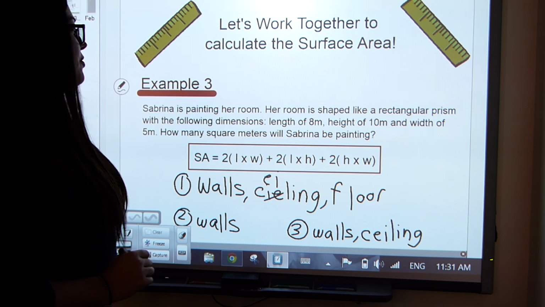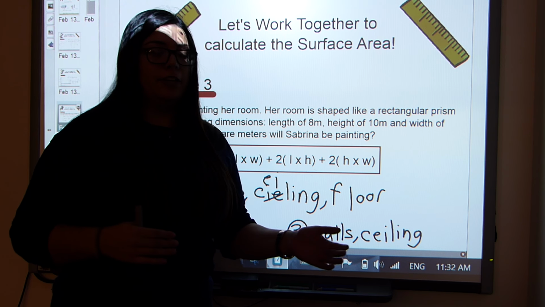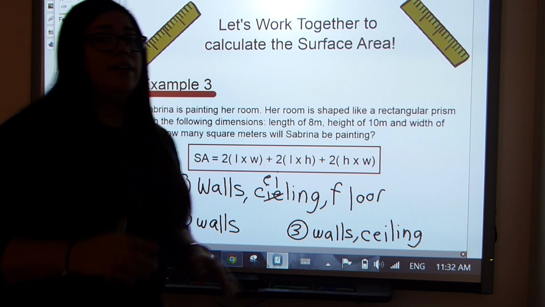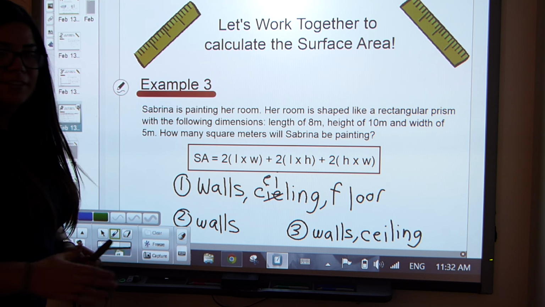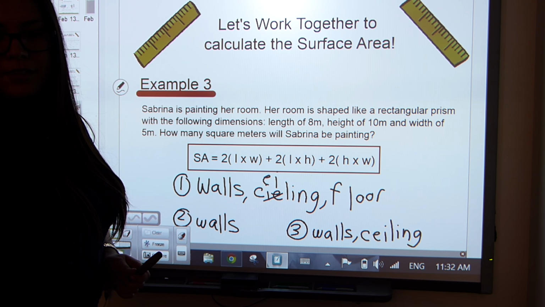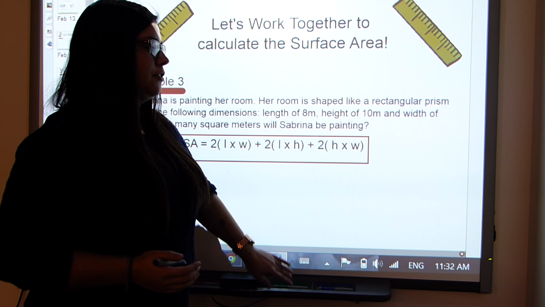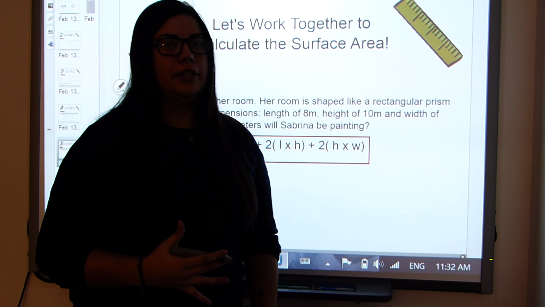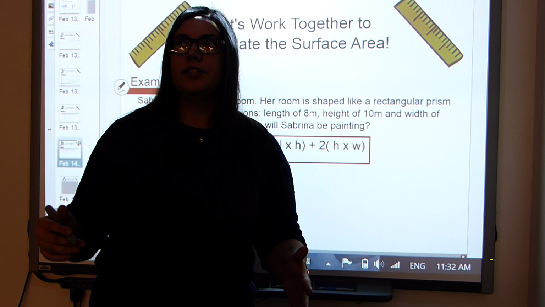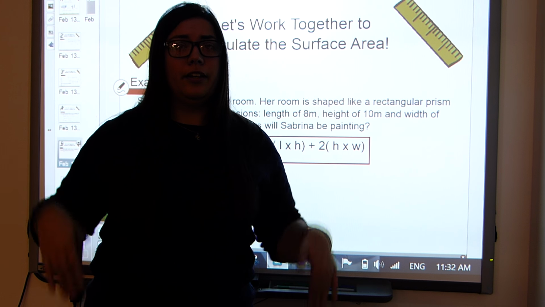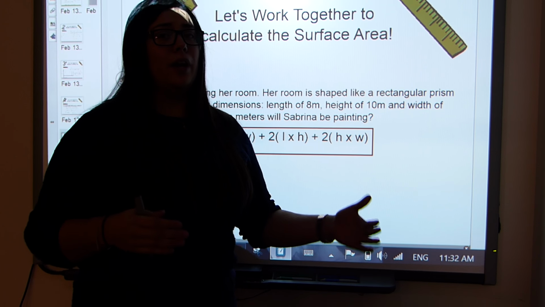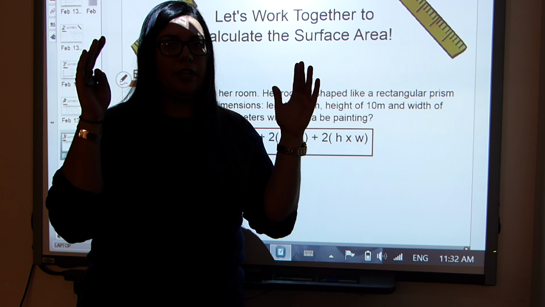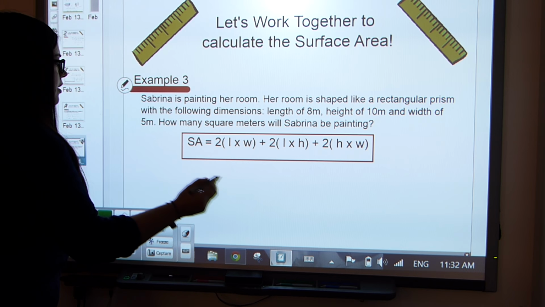Alright. So we're going to go through how to solve for each of these options. Hint, hint, this could be a test question, so pay attention. So our first option, we're going to solve it the same way we did in class. We're counting that Sabrina is going to do the walls, ceiling, and floor. So the first thing I would do is actually draw out the rectangular prism just so you can visualize what she's doing. So let's draw this rectangular prism.